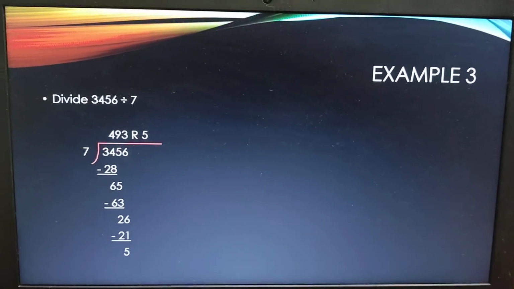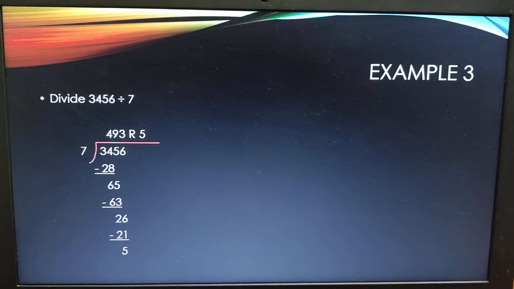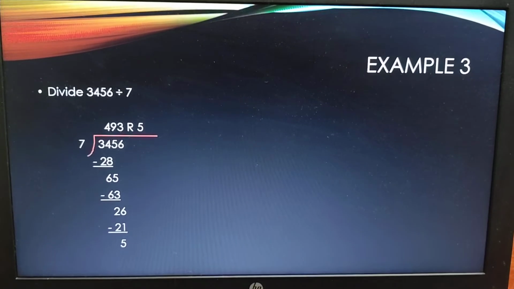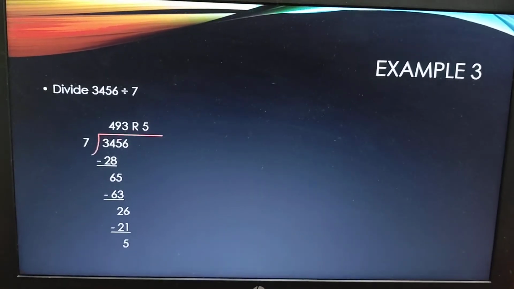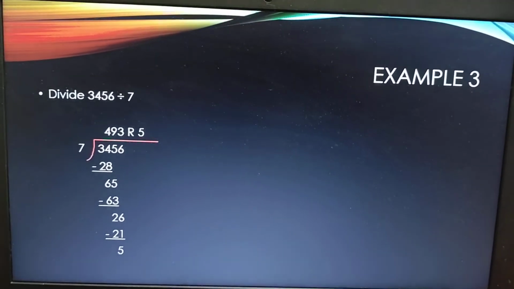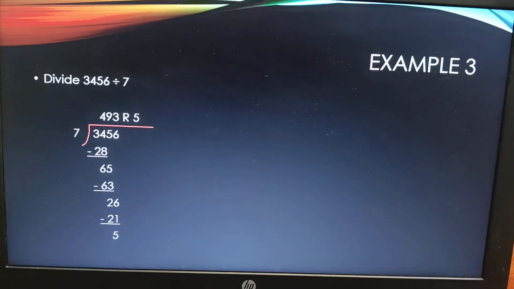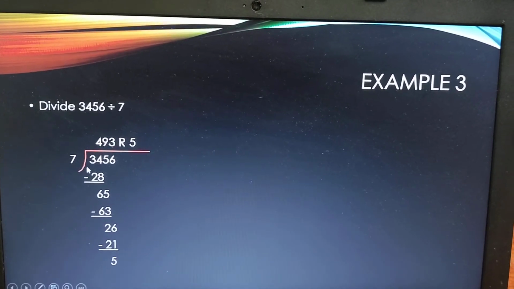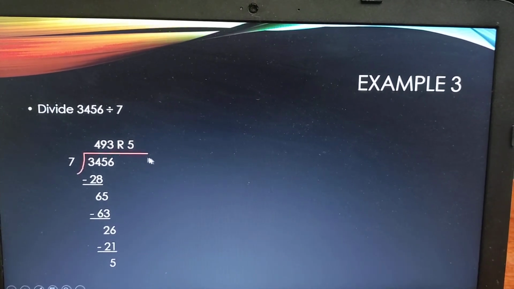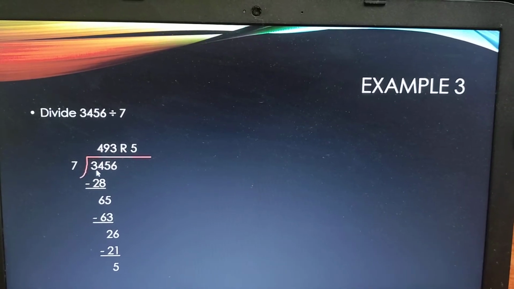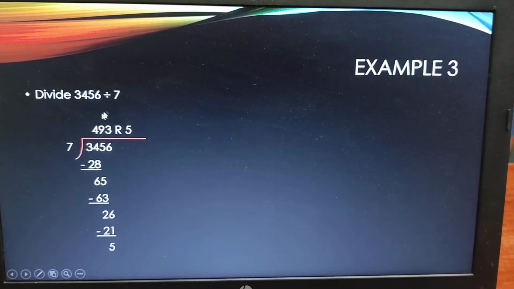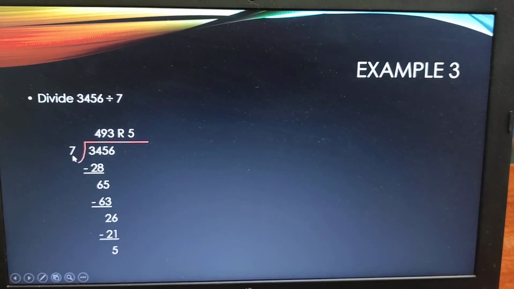Next, I need to divide. In this problem, I'm dividing 3,456 by 7. I'll need to rewrite the problem using a division house. It's not really the name of it, but that's what we call it, so that's what we'll say. So I rewrite it using this division house that contains my numbers. I put what's being divided inside. I put what I'm dividing by, 7, outside.